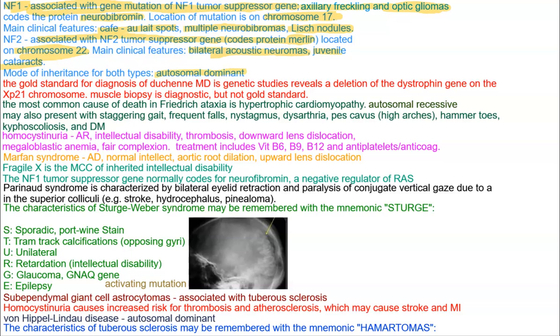Next point that I want to bring up is the gold standard diagnosis for Duchenne muscular dystrophy. And that's going to be genetic studies, which is going to reveal a deletion of the dystrophin gene on the chromosome Xp21.